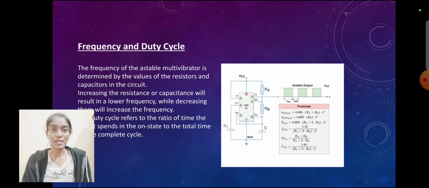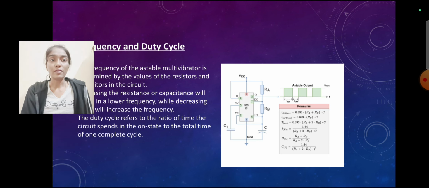Frequency and duty cycle. The frequency of the Astable multivibrator is determined by the value of the resistors and capacitors in the circuit. Increasing the resistance or capacitance will result in a lower frequency, while decreasing them will increase the frequency. Duty cycle refers to the ratio of the time the circuit spends in the on state to the total time of one complete cycle.